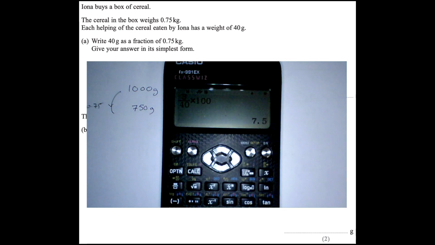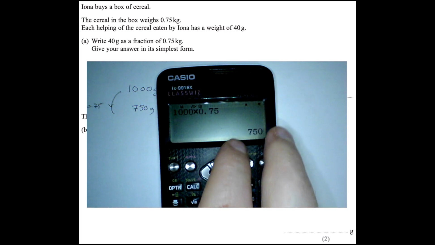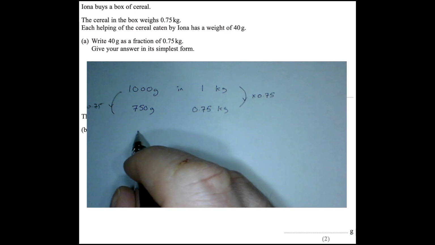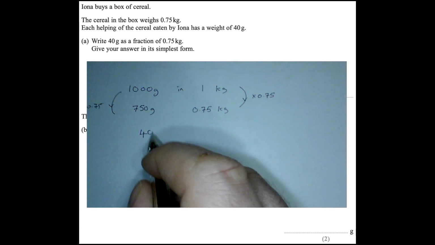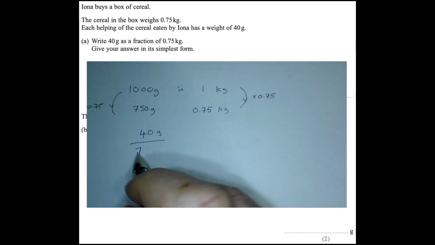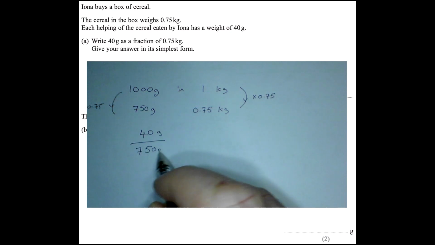Now, this lady, she only eats 40 grams out of the 750. So when you say out of, that's a fraction. So she's eating 40 out of 750. I'd write that down, and then we can always simplify the fraction, can't we? So she's eating 40 grams out of a possible 750 grams each day.